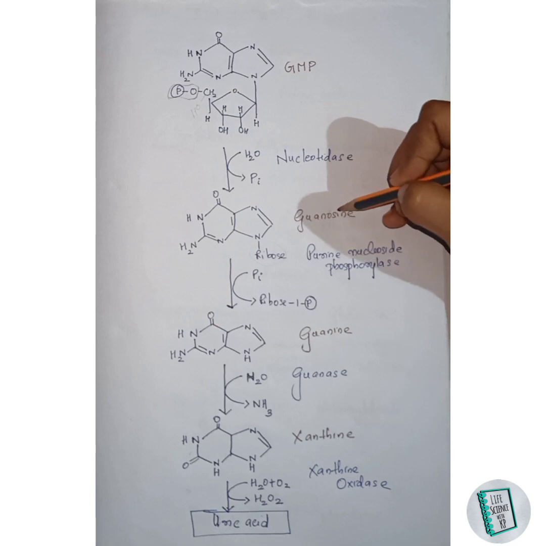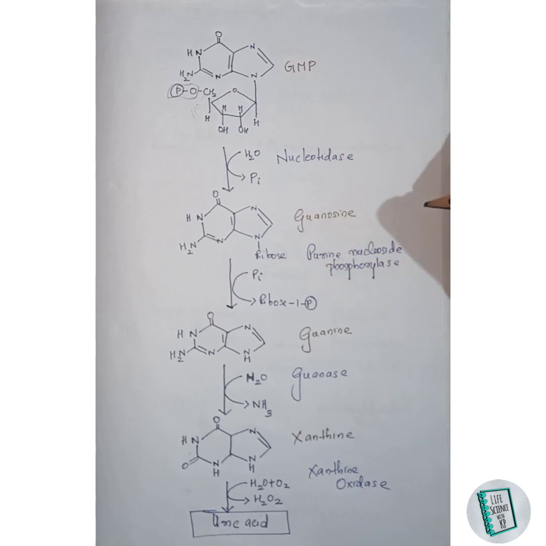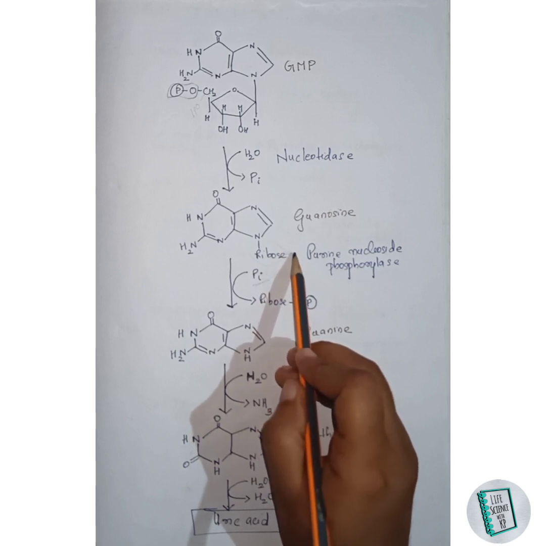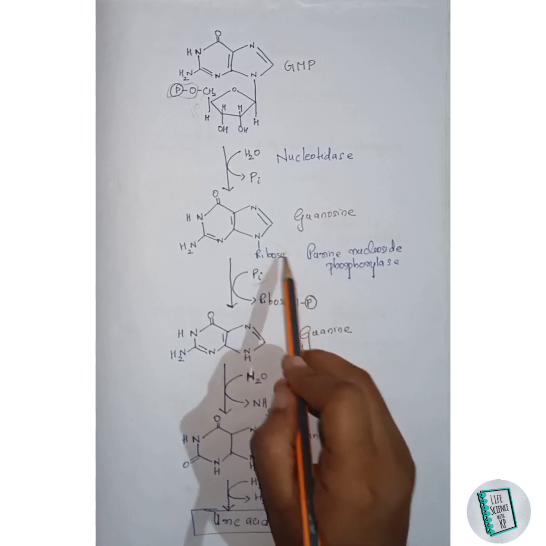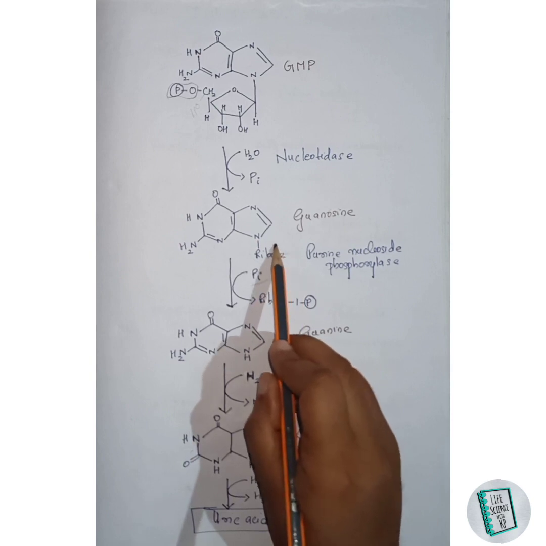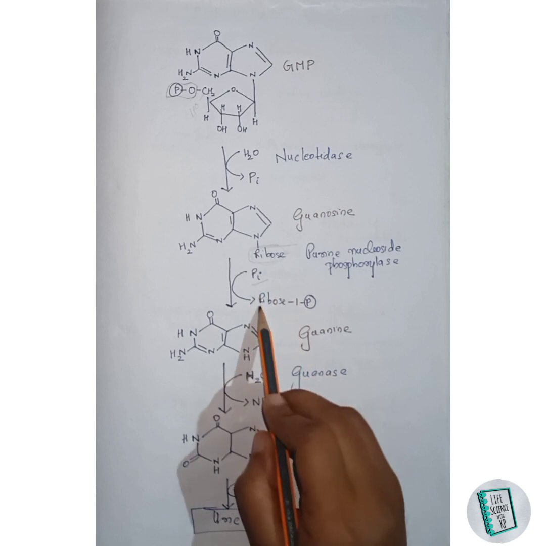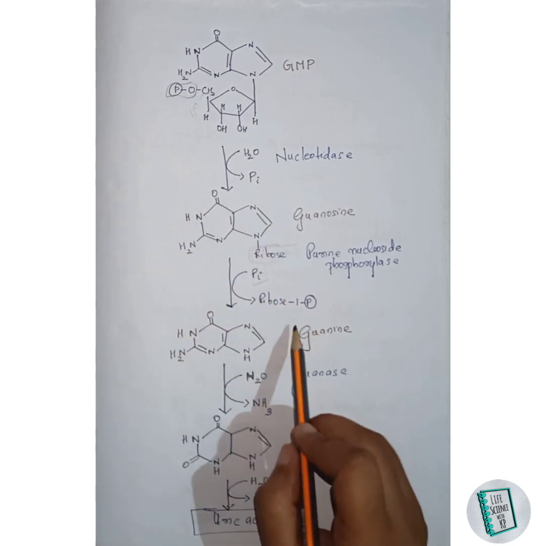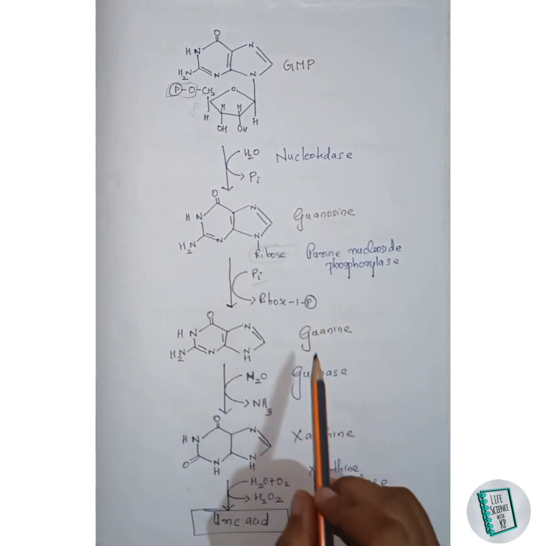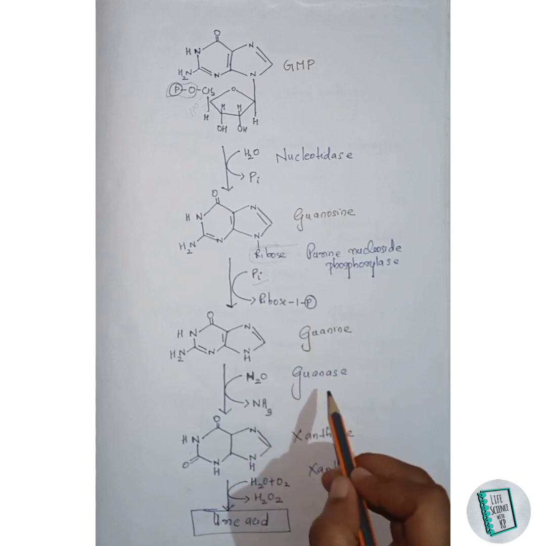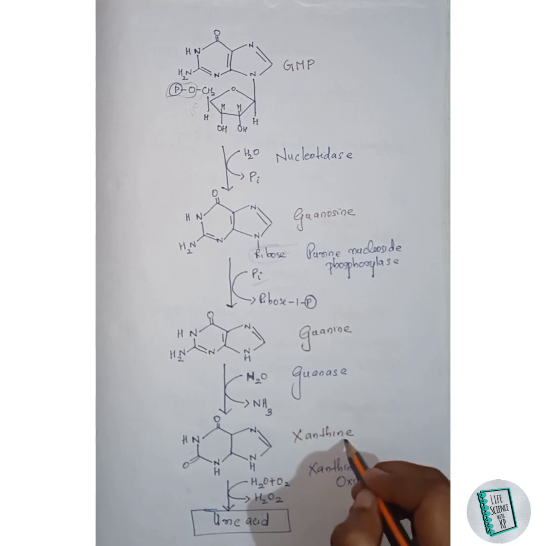This guanosine is formed. Then this guanosine in presence of purine nucleoside phosphorylase enzyme forms guanine. Here a phosphoric acid comes and attaches to this ribose at the first carbon, forms ribose 1-phosphate and leaves as this group. So this ribose 1-phosphate, after formation, leaves from this guanosine, and thus guanine is formed. Then this guanine, in presence of guanase enzyme, forms xanthine.